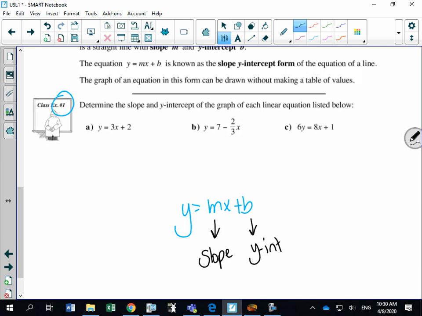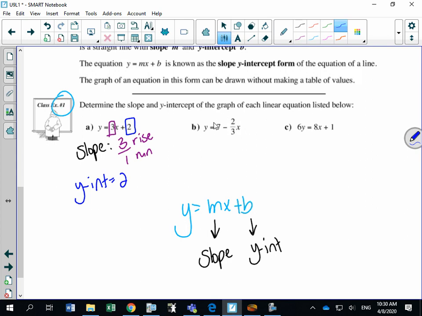So going to class example number 1, the slope of this is the number in front of my variable, which is the variable is x. So my slope is 3. And then if you wanted to know, okay, well, what is that as a fraction? That would be 3 over 1, right? So I would rise 3 and I would run 1. My y-intercept is my b value, which is the constant at the end. So my y-intercept is equal to 2.